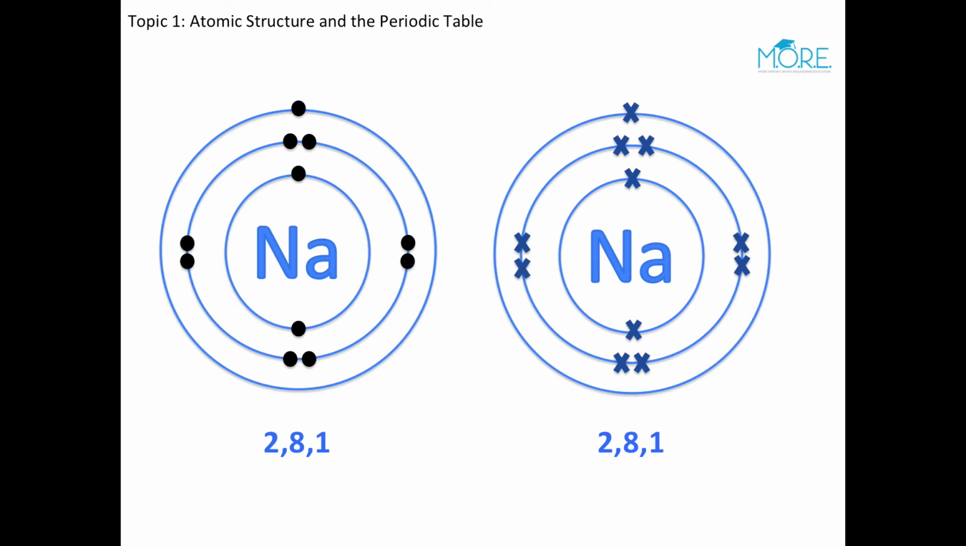When it comes to drawing electrons in an atom, you can either draw them as dots or crosses. You will not be penalised for doing either in the exam, but just make sure that if you start with dots, you continue with dots. If you start with crosses, you continue with crosses.